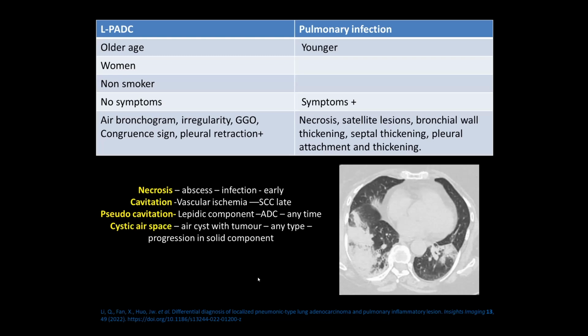Pseudo cavitation, which I just described, is adenocarcinoma with multiple small air lucencies within. So that is pseudo cavitation favoring adenocarcinoma. Then you have one entity known as lung carcinomas associated with cystic airspaces, which I will explain to you in the next slide. So remember, infection can have air and abscess formation, there is cavitation in squamous cell carcinoma, pseudocavitation in adenocarcinoma, and carcinomas associated with cystic airspaces.